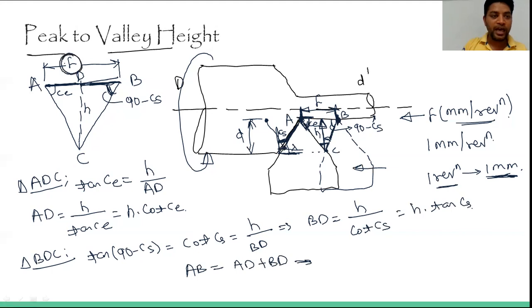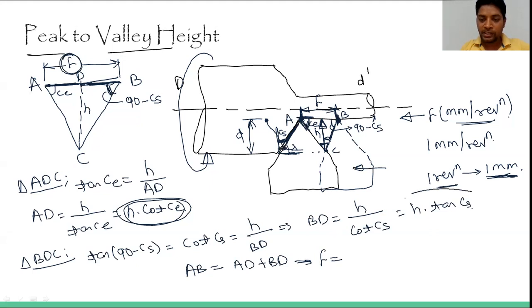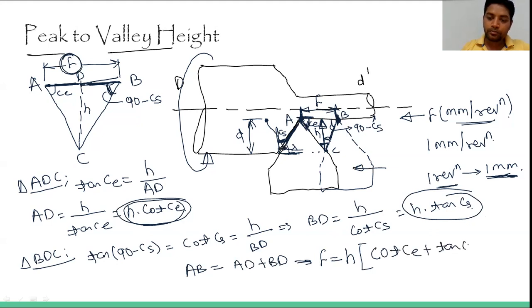AB will be equal to F. So this will be the feed, that is mm per revolution, that will be equal to AD plus BD. AD is H into cot CE, and BD is H into tan CS. In both the formulas, H is constant, so I'm taking this side: cot CE plus tan CS. From this we can get the value of H. This H will be equal to F upon tan CS plus cot CE.